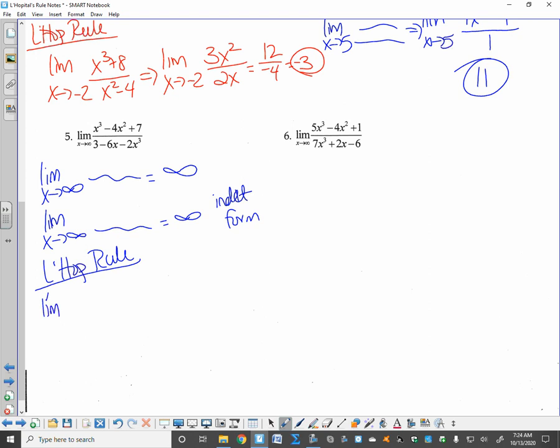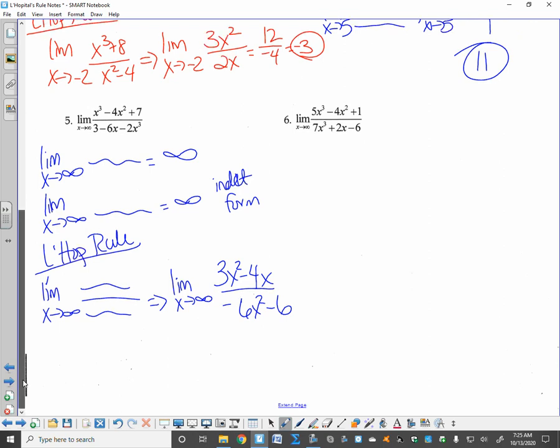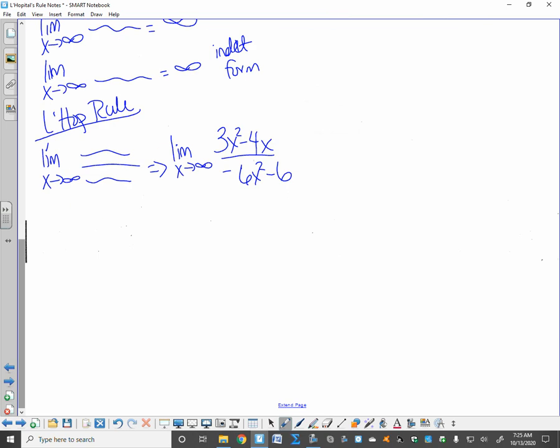I invoke the power of L'Hopital's rule, and I say that the limit of the original becomes, let's see, 3x squared minus 4x over, if I rearrange it, negative 6x squared minus 6, if I put it in order. All right, here's the problem. If I kick infinity into that, I'm going to get infinity over infinity. So this one's just super fun. So then I now have to go again. So this is round 2.